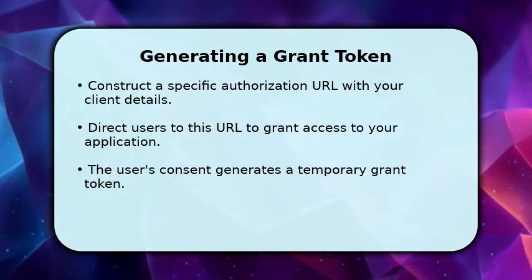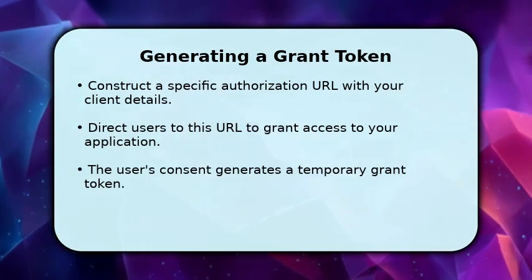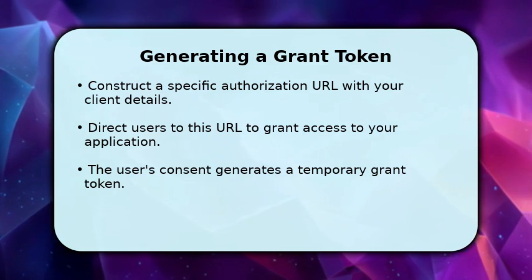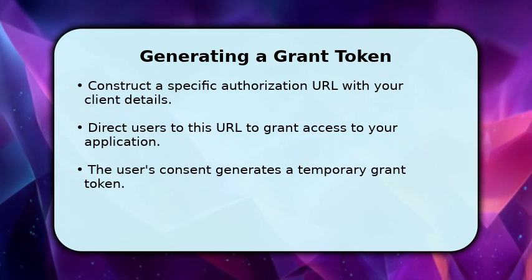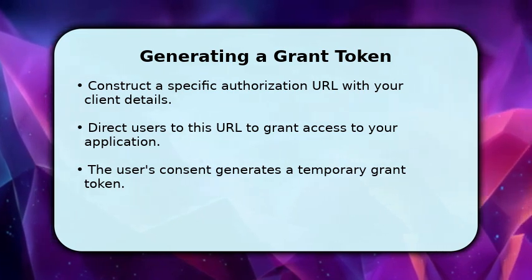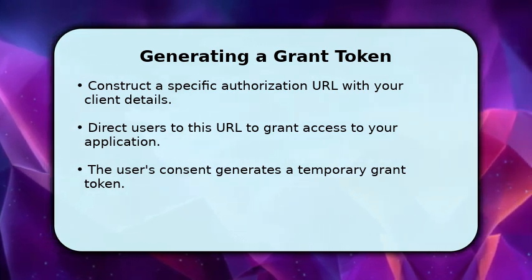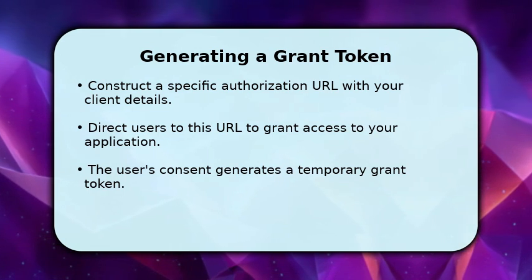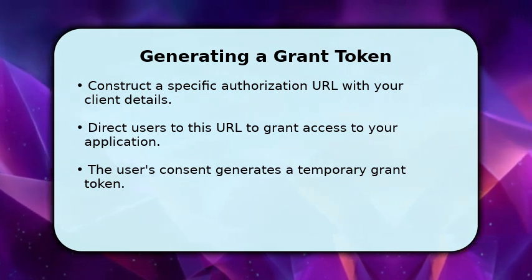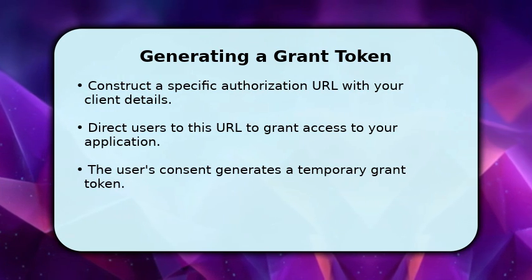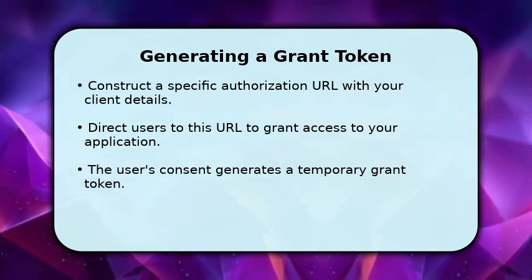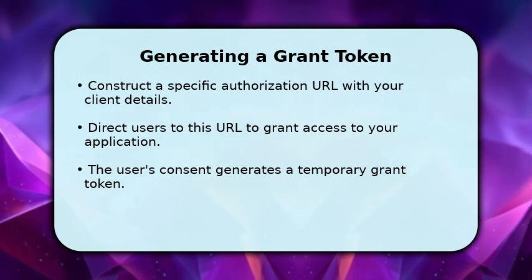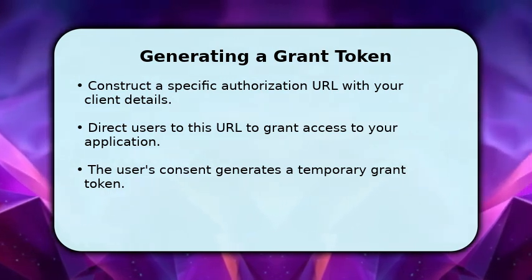Next, you'll generate a grant token. This involves constructing a specific authorization URL using your client ID, scopes, and redirect URI. You then direct your users to this URL, prompting them to grant access to your application. Upon their consent, Zoho will redirect them back to your specified URI, appending a temporary grant token. This token is short-lived, usually expiring after about 2 or 3 minutes, so you must use it quickly.